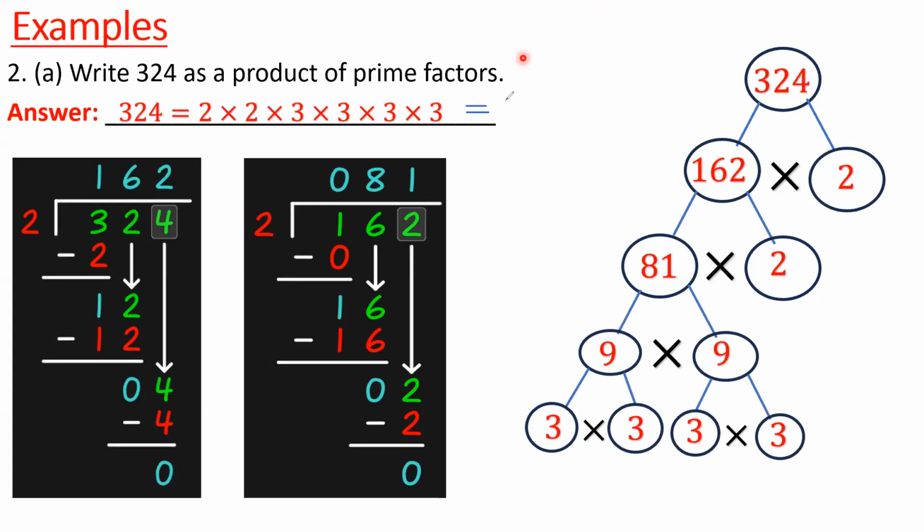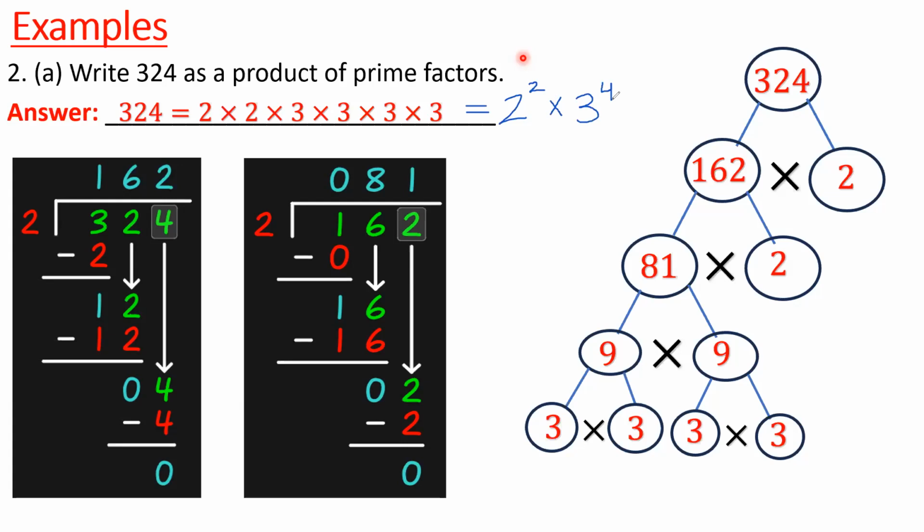2 to the second power multiplied by what? 3 to the what? Fourth power. 3 to the fourth power. Good. All right, and that's 324 written as a product of its prime factors. Gilbriana, can you explain how we got 2 squared times 3 to the fourth, please?